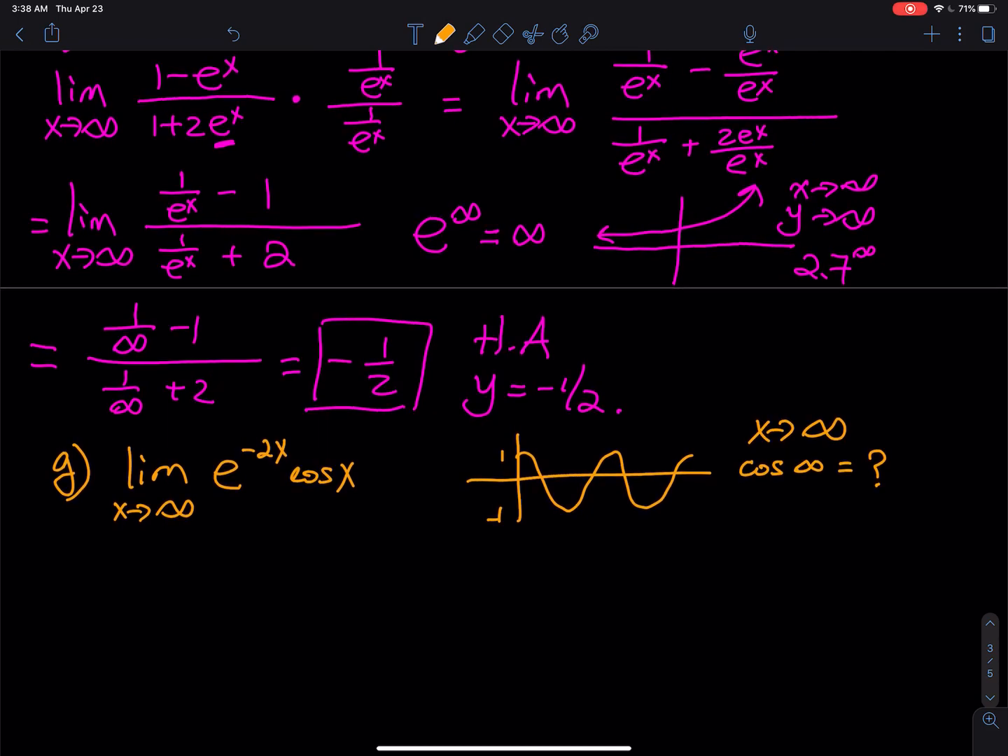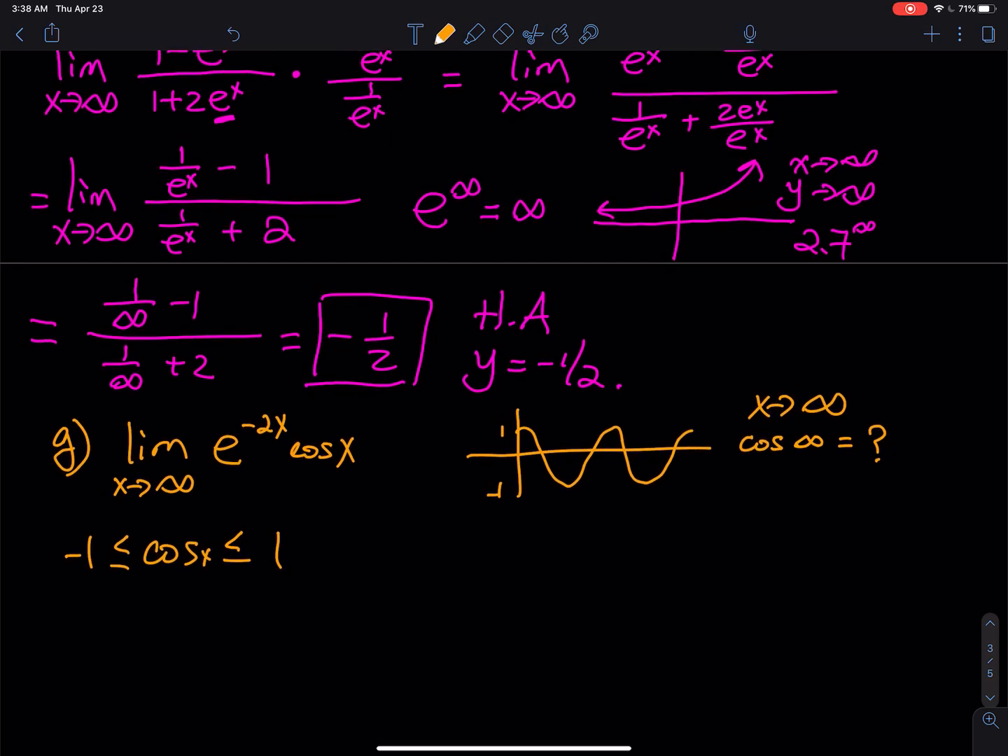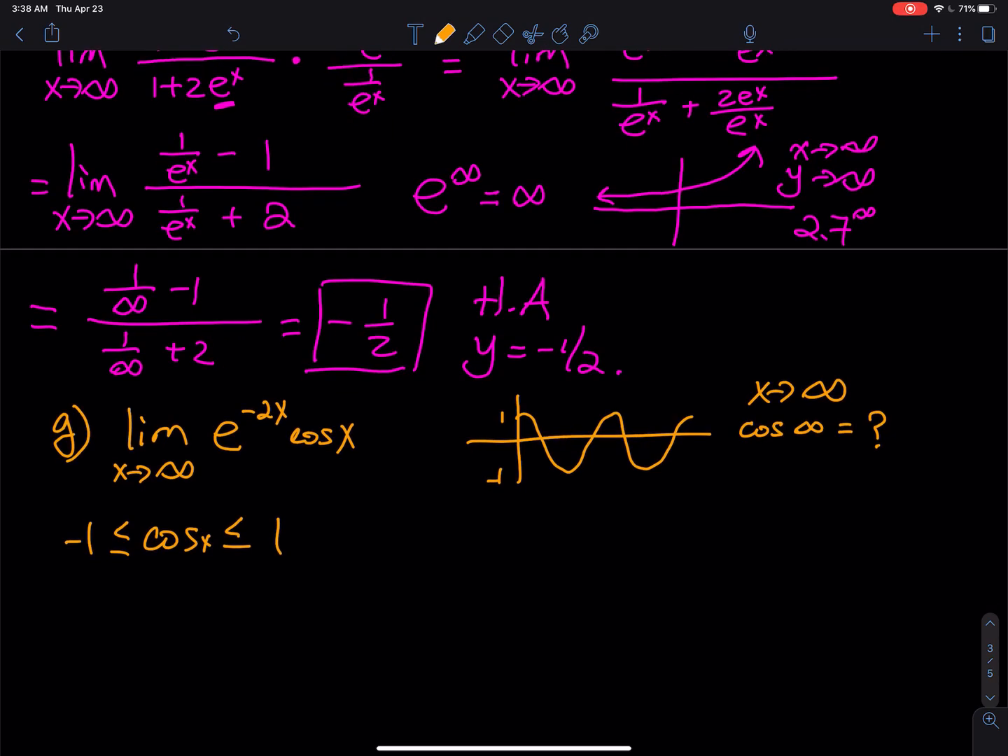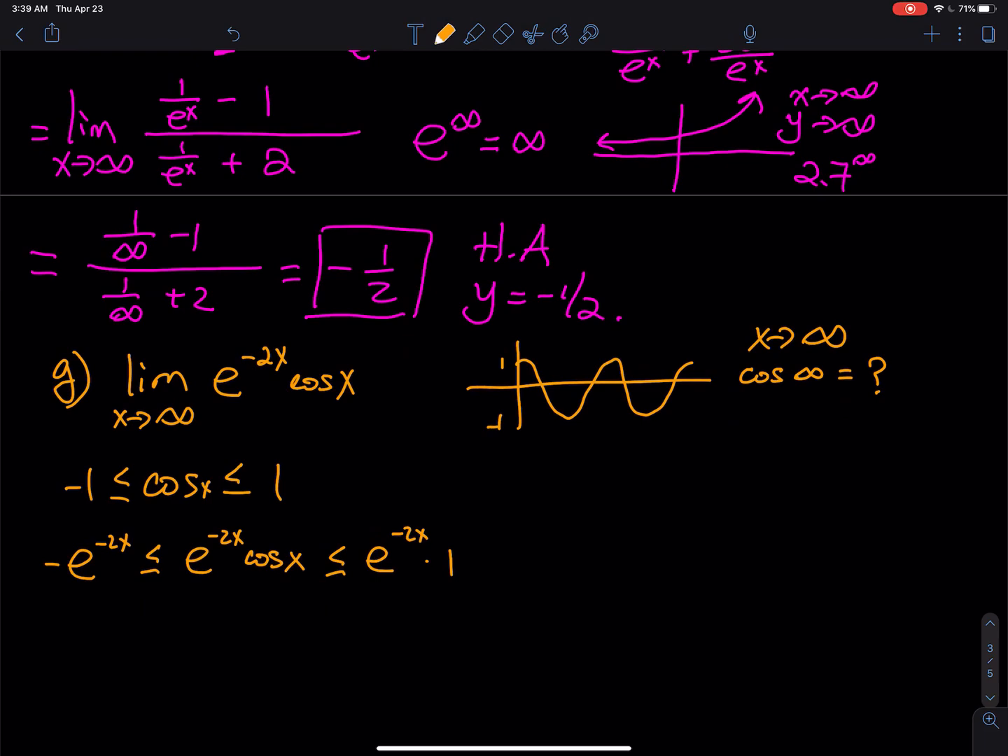So I just said that cosine is between negative 1 and 1, right? That is the range of cosine x. And then according to the problem, you have to multiply each side by e to the negative 2x. So that is negative e to the negative 2x less than or equal to e to the negative 2x cosine x, less than or equal to e to the negative 2x times 1. And then you look for the limit.